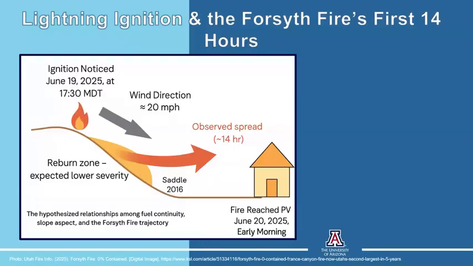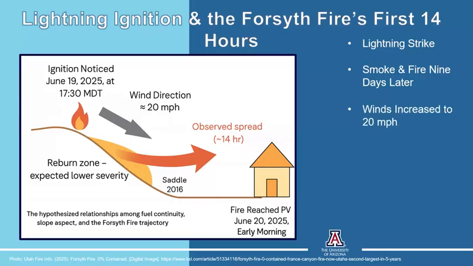This diagram illustrates the basic context of the Forsyth Fire and the forces that shaped its very rapid movement into Pine Valley. A lightning strike that occurred approximately 9 days earlier had sparked the fire. It smoldered in a tree near the ridge until it became visible about 5:30 p.m. on June 19th. The winds picked up to nearly 20 miles per hour, blowing downslope through Forsyth Canyon, putting Pine Valley directly in the fire's path.